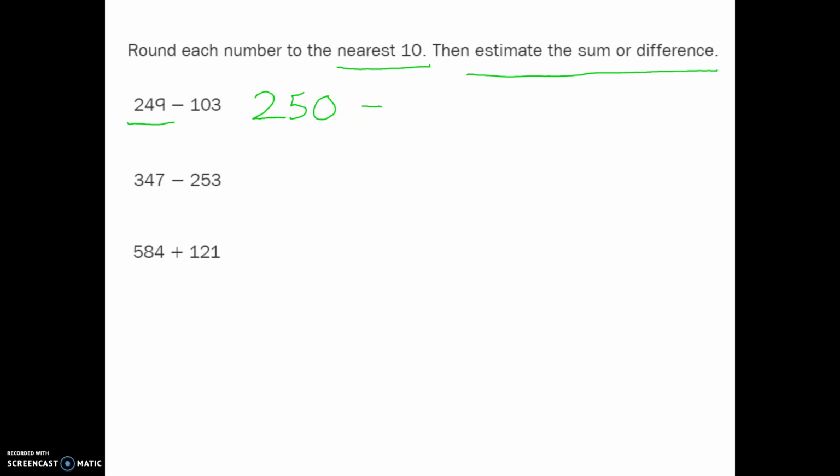And 103, it's between 100 and 110, since I'm rounding it to the nearest 10, so I would round that to 100. Subtract: 250 minus 100 is 150. Now I've got 347, I need to round that to the nearest 10. So it's going to be 300, and I'm rounding 47 to the nearest 10, that's going to be 50.